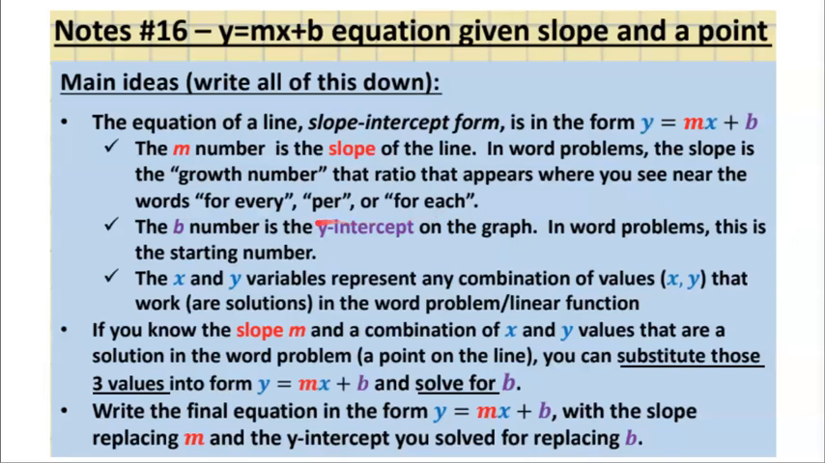The constant b represents the y-intercept, which in the context of word problems is also the quote-unquote starting point, so to say. And lastly, the variables x and y represent a set of values which are solutions for the given equation. Or in other words, a pair of values which you can replace x and y with respectively to make the equation true.